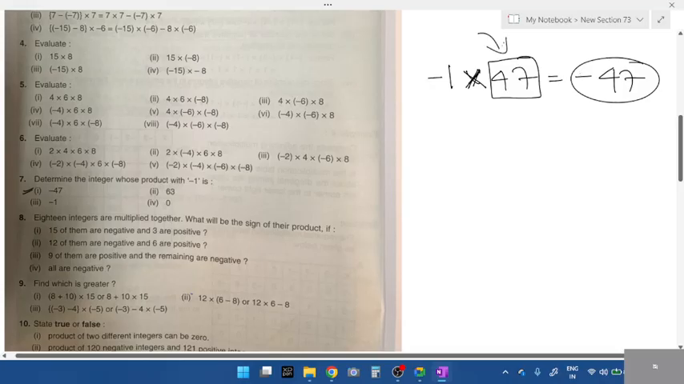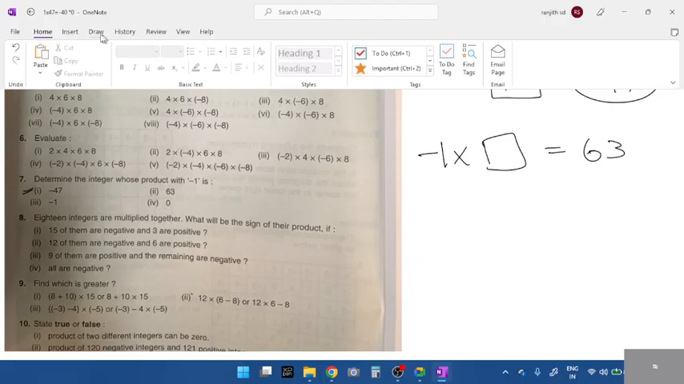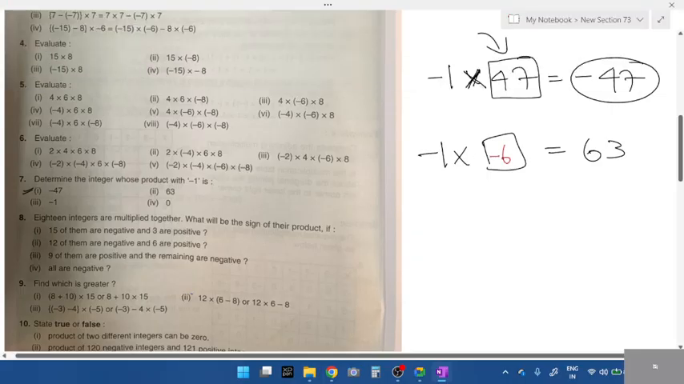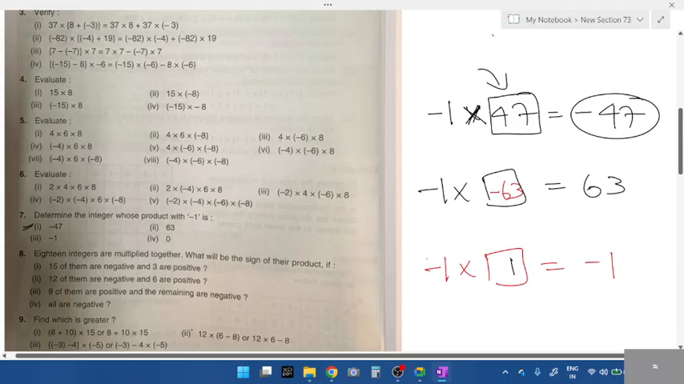What number did we multiply? Just 47. Now let me take the same minus 1. What number should I multiply so that I get positive 63? Minus 1 into what gives 63? Very good. Minus 63. Minus into minus is plus. Minus 1 into 63 is 63. In the same way, minus 1 into what will give minus 1? Minus 1 into 1 will give minus 1, right? Minus into plus is minus.